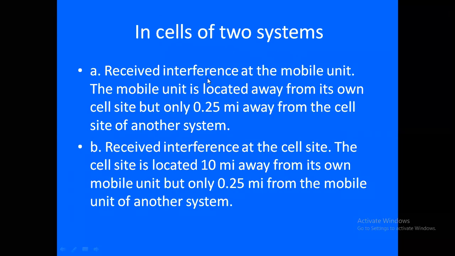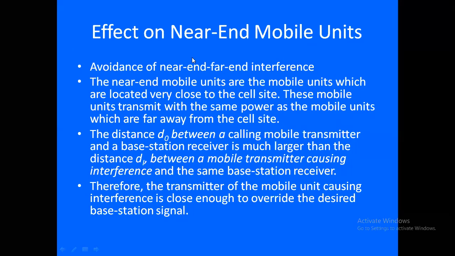In cells of two systems, there will be receive interference at the mobile unit, and there will be receive interference at the cell site. So there will be two types of interference: receive interference at the mobile unit and receive interference at the cell site. What are the effects on near and far end mobile units?